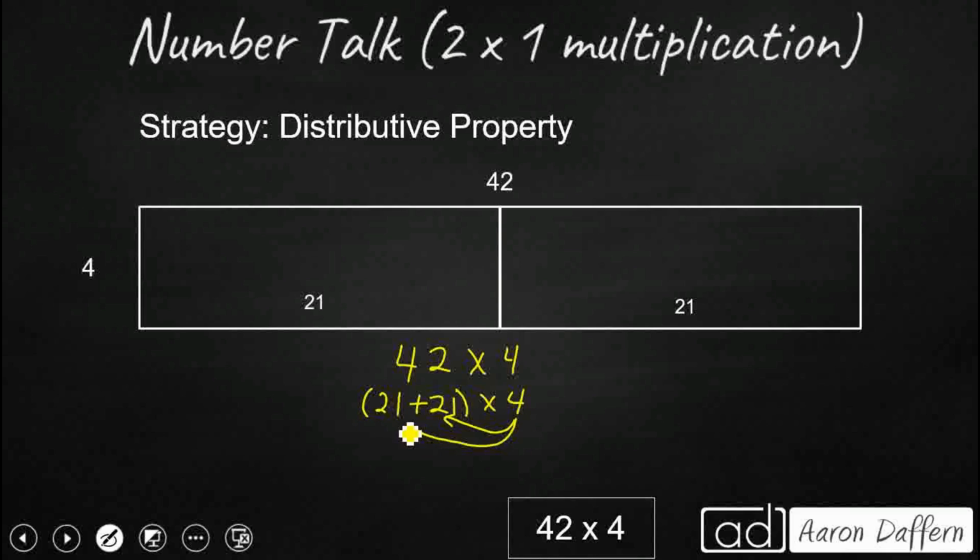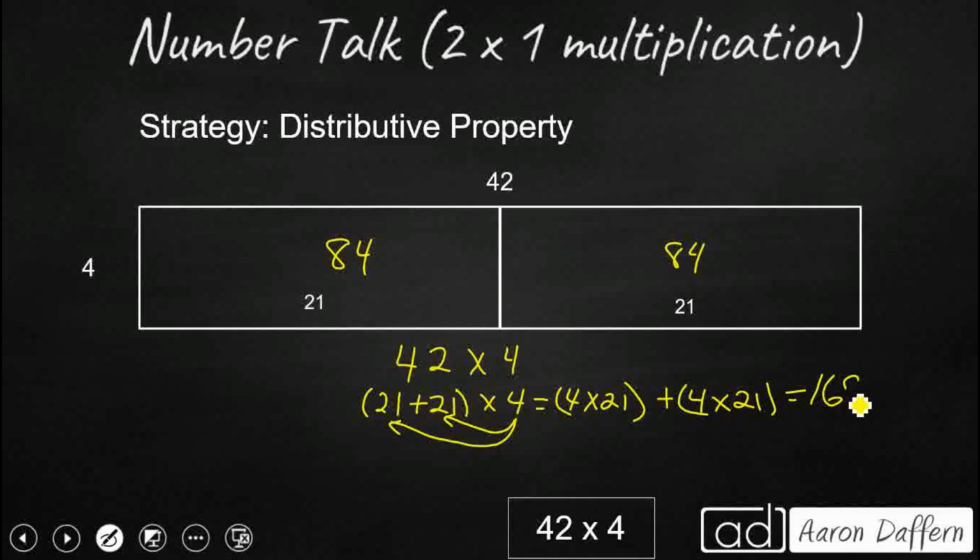So we're going to distribute this 4, multiply it by both 21s. So really it's 4 groups of 21 here. So that's going to be 84. We're going to take another 4 groups of 21. That's going to be 84. And now we put them both together, 84 and 84, 168. So hopefully that's the answer you got.